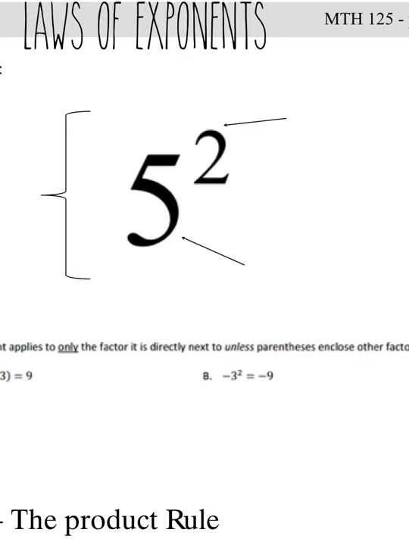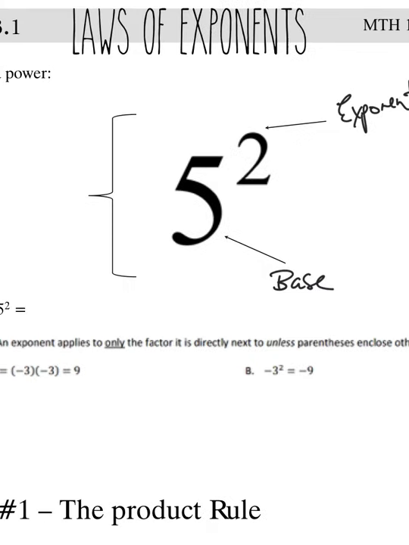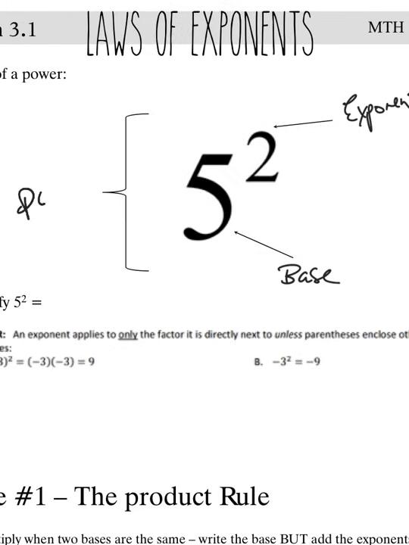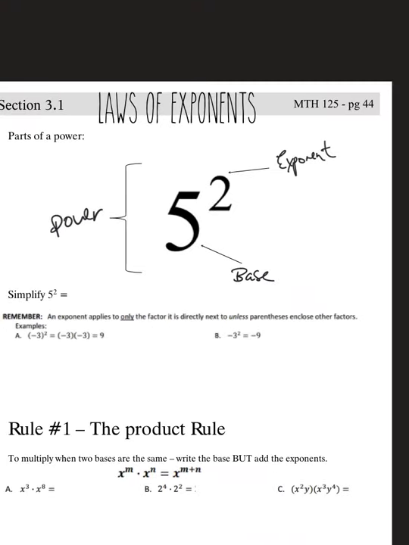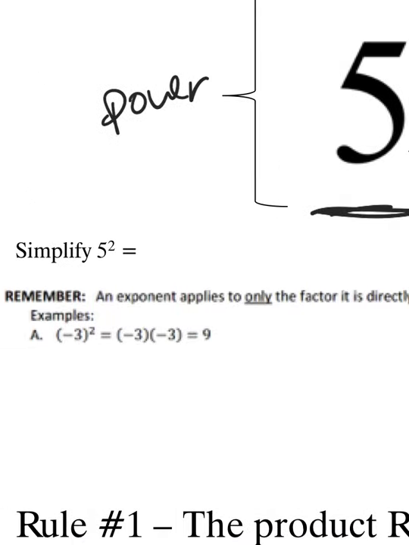The 5 in this case is what we call the base. The 2 is what we call the exponent. And this whole package altogether is called the power. And there's a couple different ways that you can say this. In this case, you can say 5 squared, or you can say 5 raised to the power of 2, or the second power of 5, or something along those lines. All of those things are good when it comes to verbally describing what you're seeing.